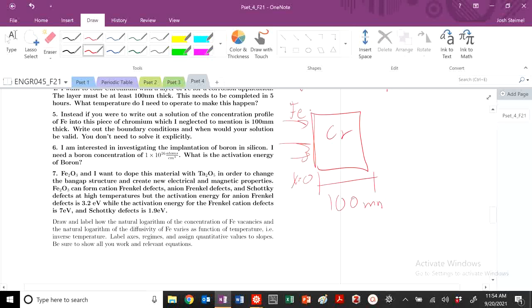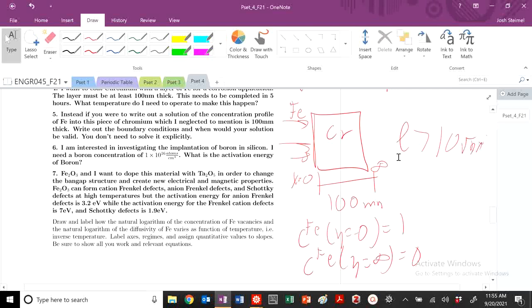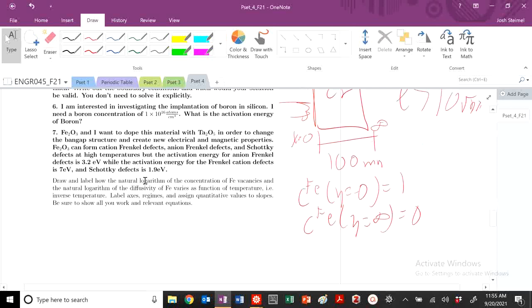I assume it's 100% iron. So if I'm looking at my iron, this obviously looks to be infinite. So my boundary conditions would be my concentration of iron at eta equal to 0. Again, I'm going to solve my ODE, would be 1. My concentration of iron at eta equals infinity would be 0. And as long as this L less than 10 root Dt is not violated, I'm good to go. There we go. All right.